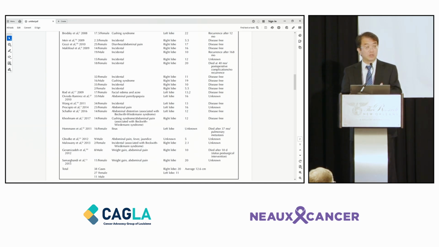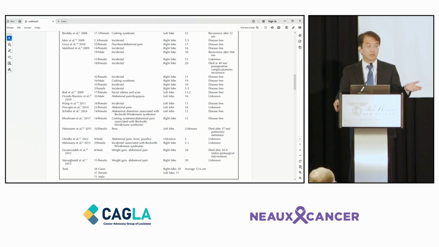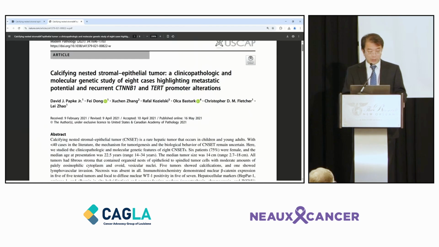You can see from this summary, this is part of it. Most of the cases, you can treat the patient with surgical resection or liver transplant. After that, the patient keeps disease-free. However, in one case here, the patient developed lung metastasis and died after the metastasis. So our patient came to us with a lung metastasis. Remember, she had already failed liver transplant treatment.